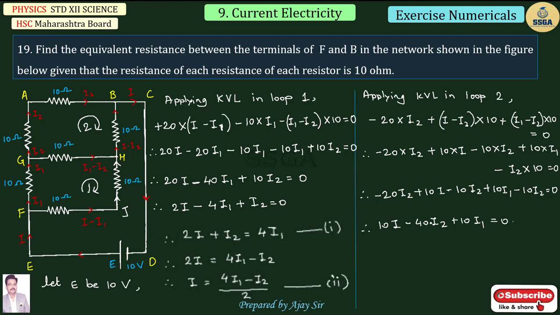So let us shift this term, the full term, to the right hand side. So this will be 10 into I plus this 10 I1. This full term we will shift to the right hand side, that is 40 I2. Dividing throughout by 10, this is I plus I1 which is equal to 4I2. Let us call this equation number 2, students.